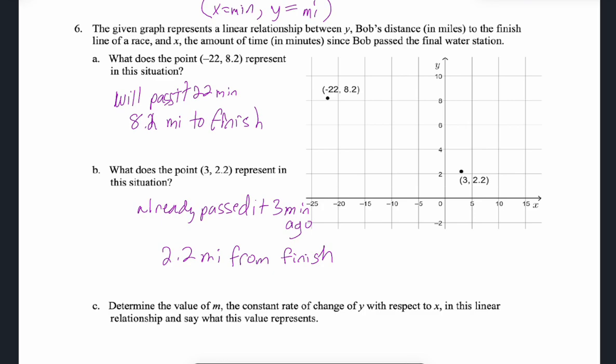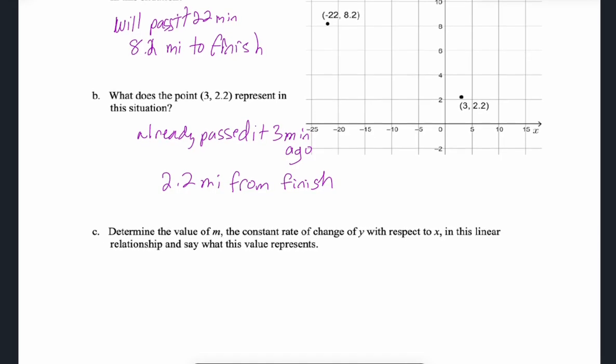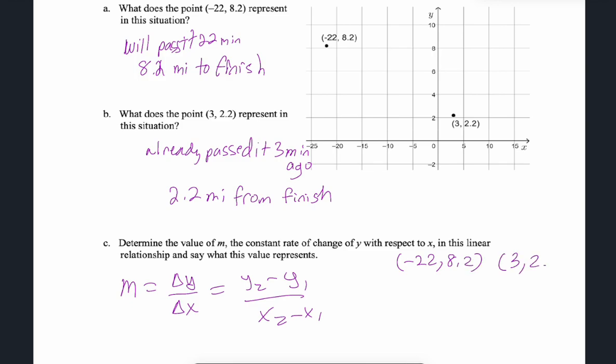And then determine the m, or the slope value, the constant rate of change in this linear relationship. So this is a good one about using a formula we talked about yesterday. That's your change in y over change in x, or y2 minus y1 over x2 minus x1. So they gave us 2 points. I always think of my x value as the determiner as to which one. So I kind of go from left to right.